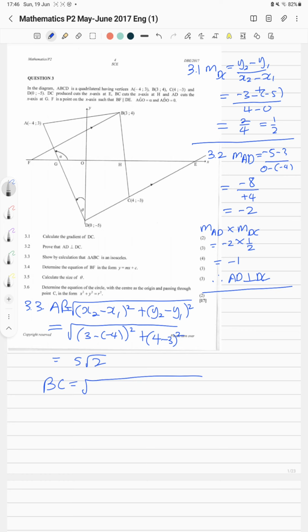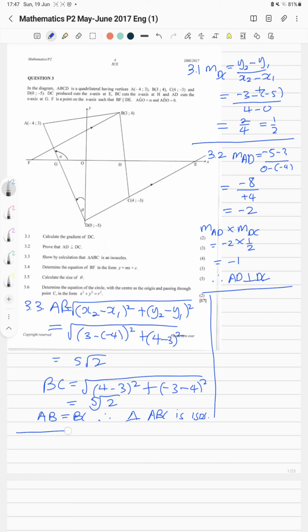And again, we'll subtract from C to B, 4 minus 3 all squared for the x value, plus, don't make a mistake and write wrong signs now, minus 3 for the y value, minus 4 for the y1 value. Again, very carefully punch in the calculator, and you should be getting 5 root 2. Now they both are equal. We have that AB is equal to BC. Therefore, triangle ABC is isosceles. Right, so that completes 3.3.